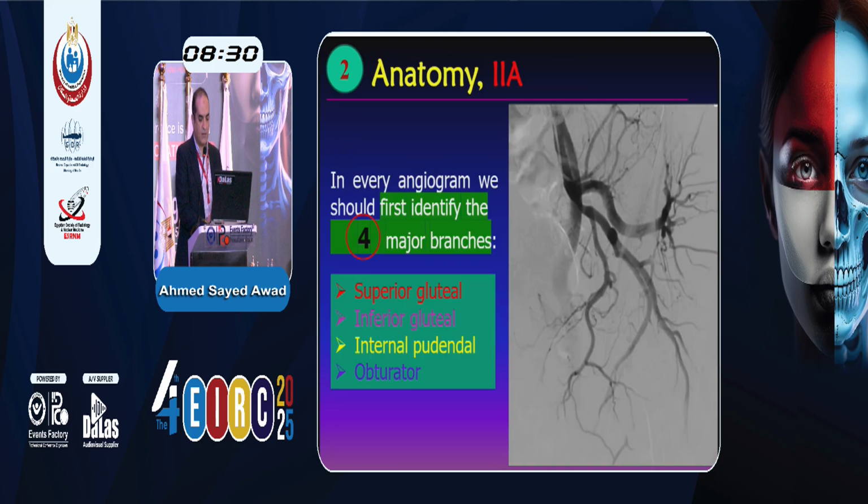The internal iliac artery, in the most common type, gives a posterior division and an anterior division. In every angiogram, we should identify 4 major vessels. The largest is the superior gluteal from the posterior division, and then the inferior gluteal from the anterior division. The internal pudendal artery goes inferior outside the pelvis, then enters the pelvis again, giving the characteristic G-shaped appearance. And the rather horizontal branch, the obturator, gives the characteristic trifurcation.